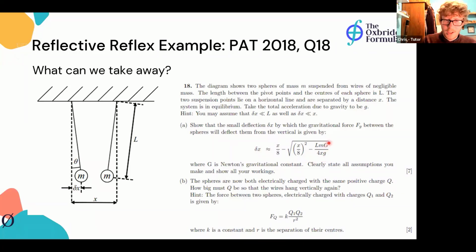Someone mentioned in the chat, is this the Cavendish experiment? Kind of, it's much simpler, but yes, it's related to a historical experiment that was done to find big G by measuring something similar to the deflection in this question. So although delta x is the subject here, you could rearrange it. And then in part B, we found, or we would have found, an expression for Q. That would effectively be, okay, what size charge Q do you need in order to counteract the force due to a mass m?